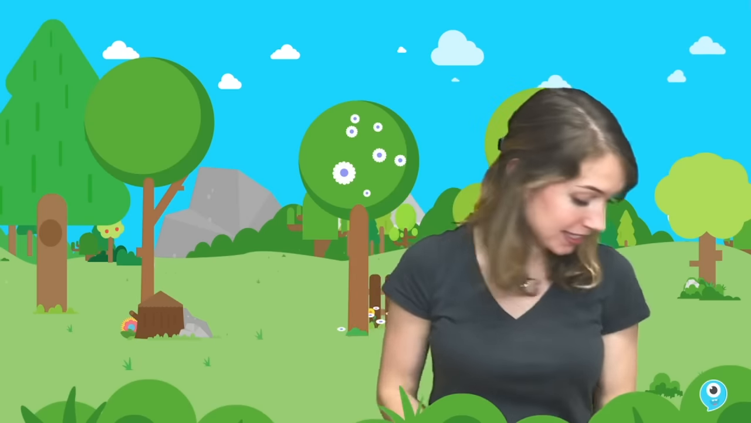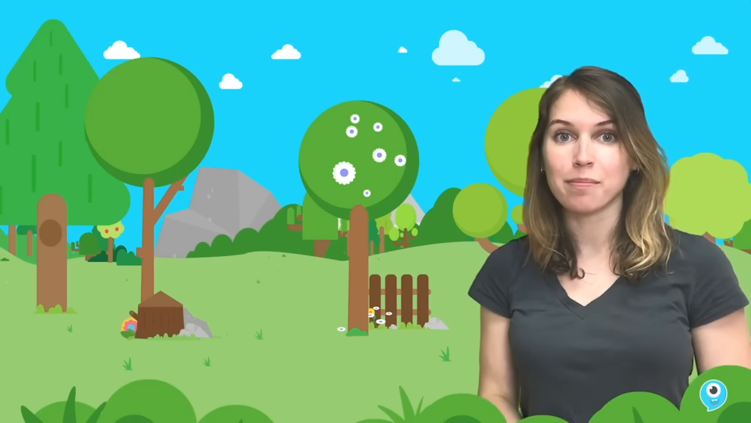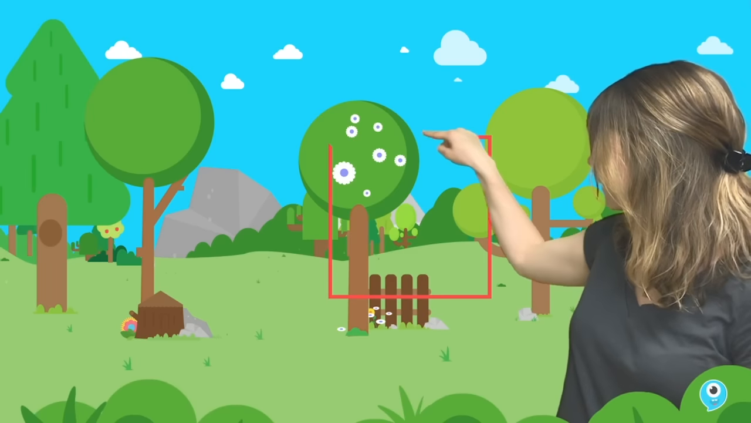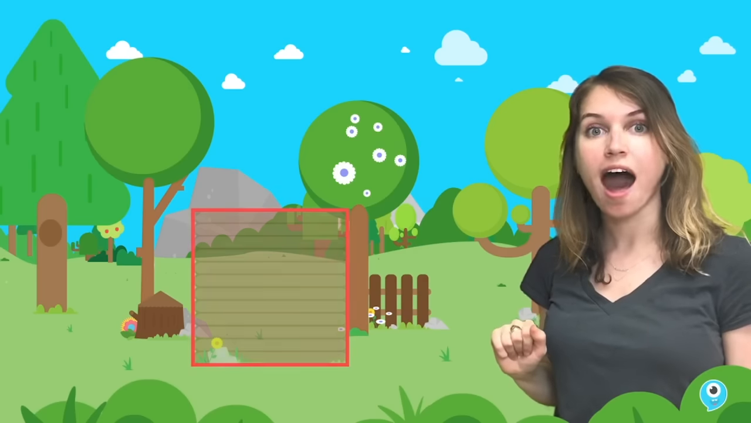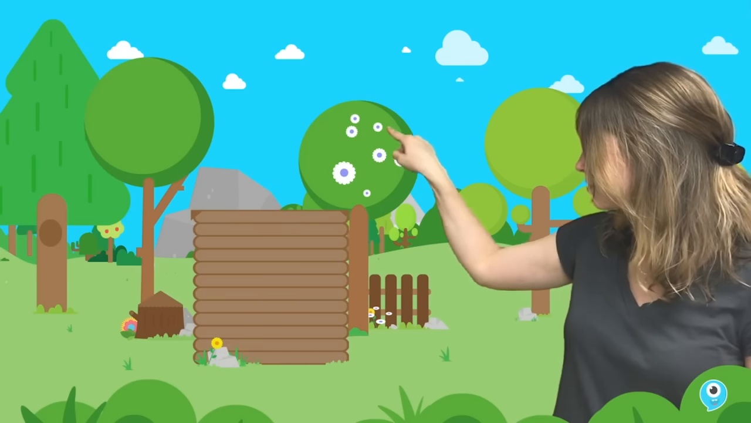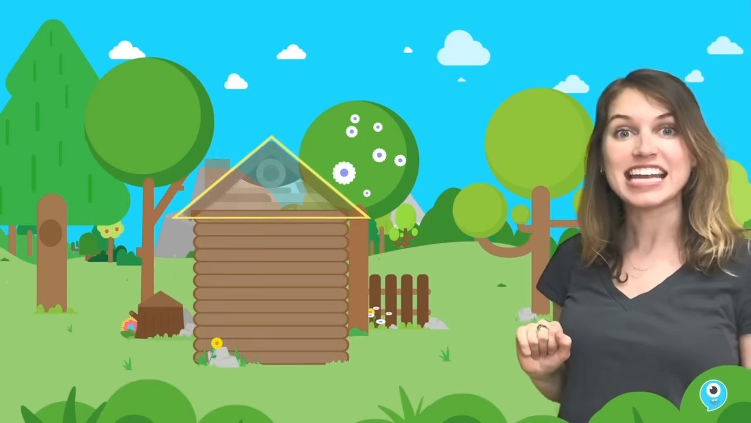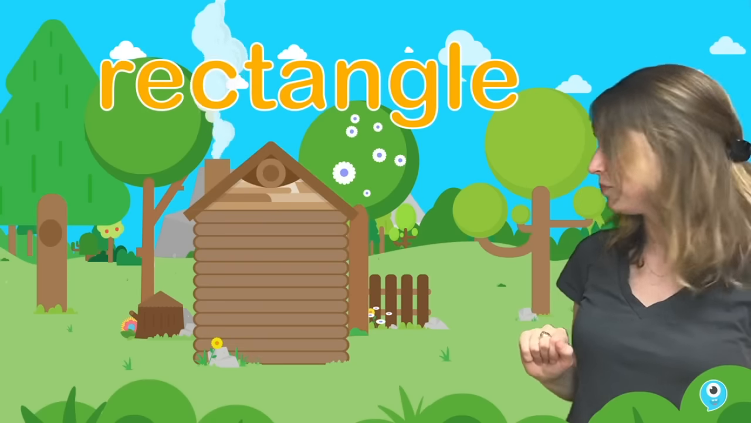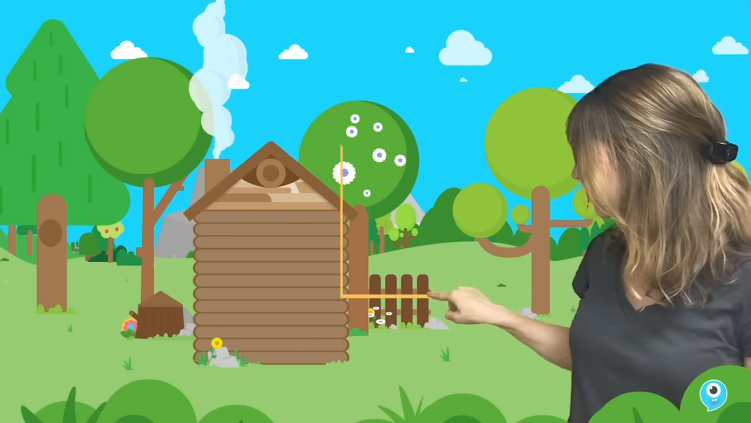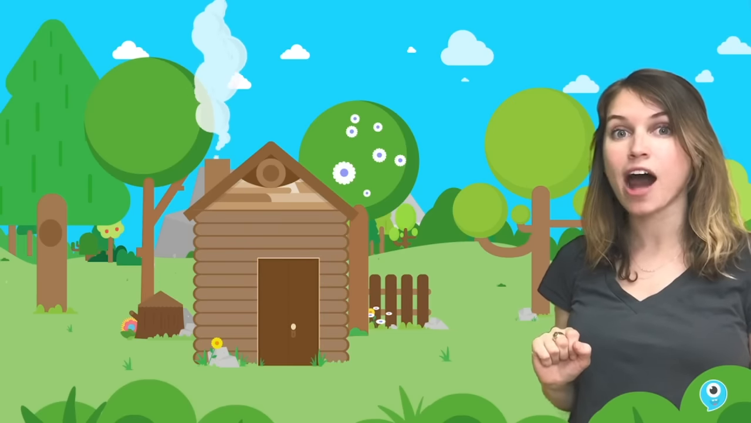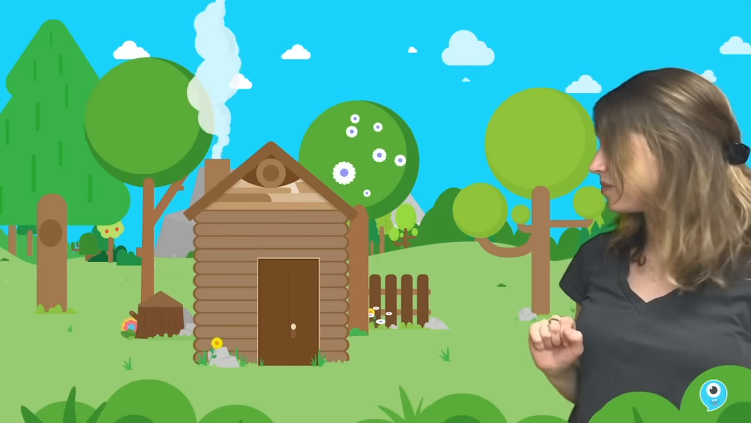Hi Lingo Kids, it's Meredith, your English teacher. I'm making a house out of shapes. First, I'll make a square. Now, I'll make a triangle. Next, I'll put a rectangle. And now, I'll put a circle for the sun.